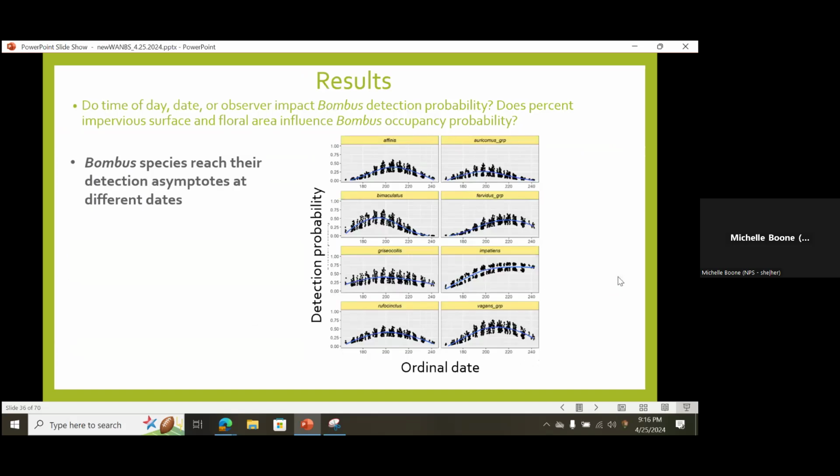That wasn't the same for date. Date was very important, and so we included date in both a linear and quadratic form in our model. We saw that species varied in when their detection dates peaked. I used ordinal date there, but essentially midsummer, July, is where a lot of these species started to peak, but they are a little different. Bombus bimaculatus, for example, peaked earlier. It's an early emerging species, so that's not surprising. Bombus fervidus, which is a declining species, reached its peak detection much later in the season.